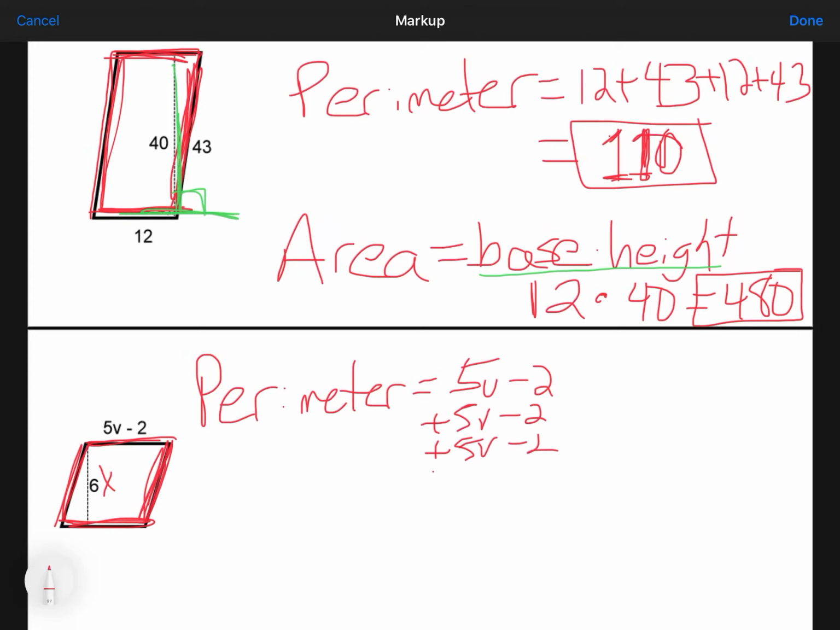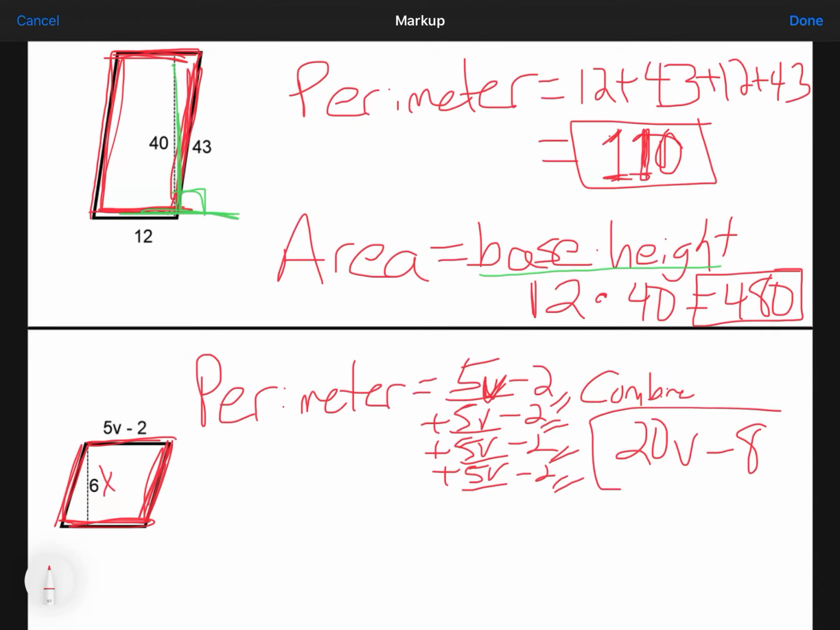Sorry that my V's sort of look like U's. Hopefully I can make that a little better. And then when you add them all together, you combine like terms. When you combine your like terms together, 5v plus 5v plus 5v plus 5v is 20v. Negative 2 minus 2 minus 2 minus 2 is negative 8. And you leave your answer in terms of a variable. There is nothing to solve here. This is writing an algebraic expression. Do not solve it out.